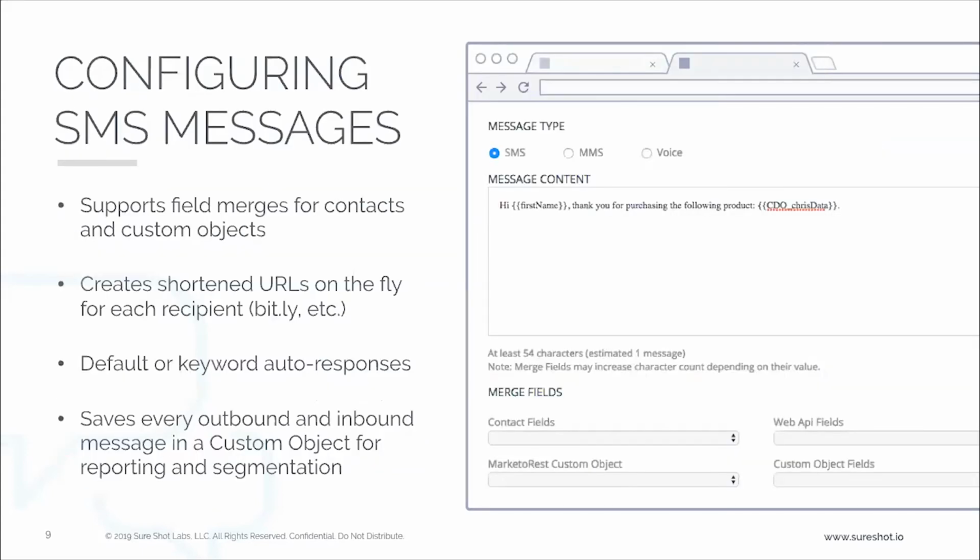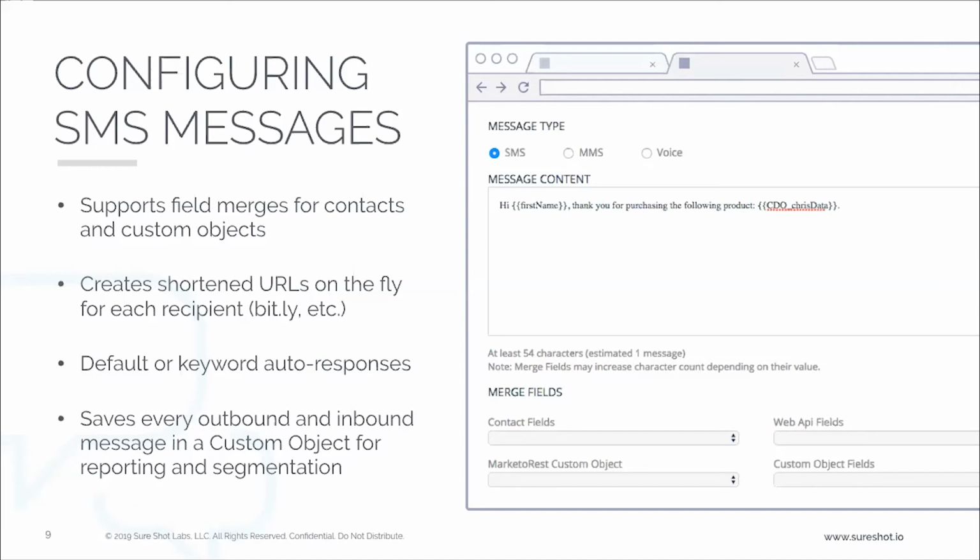And the idea here is the ability to do really, really heavily personalized SMS or MMS messages directly as a step in an Eloqua campaign, just like you would send an email. So we do things like field merges for contacts and custom objects. We have integrations to create automated URL shortening, so you can basically track engagement down to the individual recipient level. We have a lot of flexibility around keywords and auto responses, which I'll talk about on the next slide. And then we save every inbound and outbound message into a custom object in Eloqua for your ability to report and segment further on that data. So a lot of flexibility there.